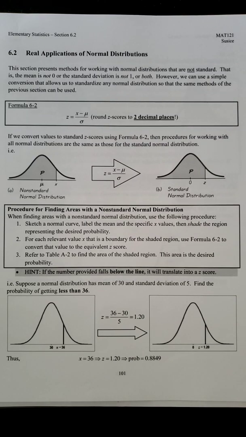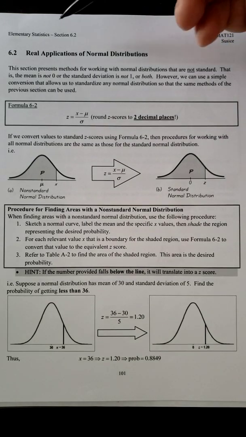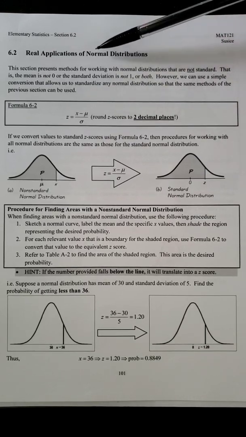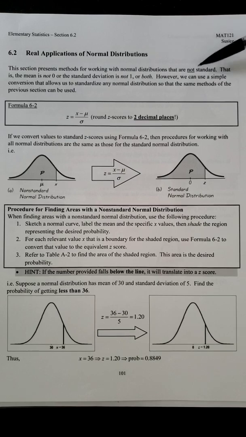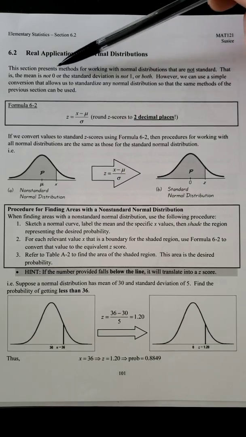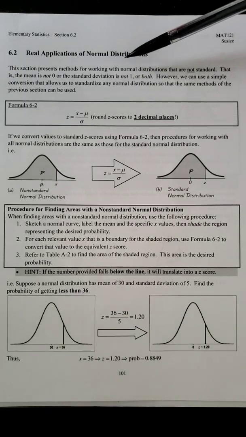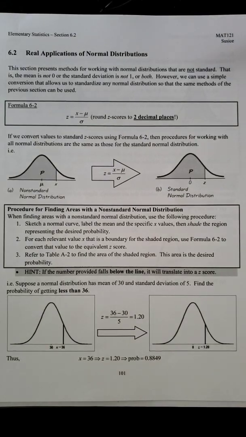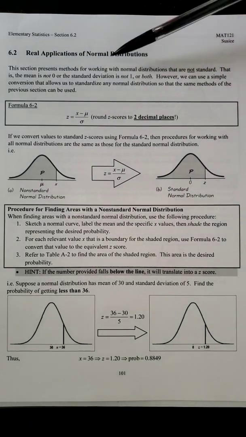Now we're in 6.2, so we're going to be looking at real applications of the normal distribution. This section presents methods for working with normal distributions that are not standard. So that means that the mean is not 0, or the standard deviation is not 1, or both of those could be in play. However, we can use a simple conversion that will allow us to standardize any normal distribution so that the same methods of the previous section can be used.